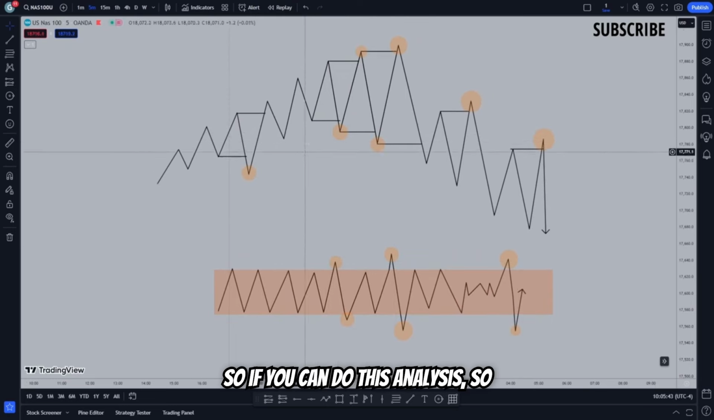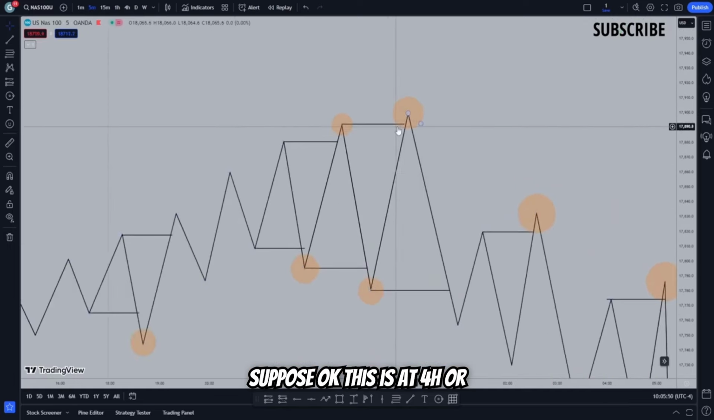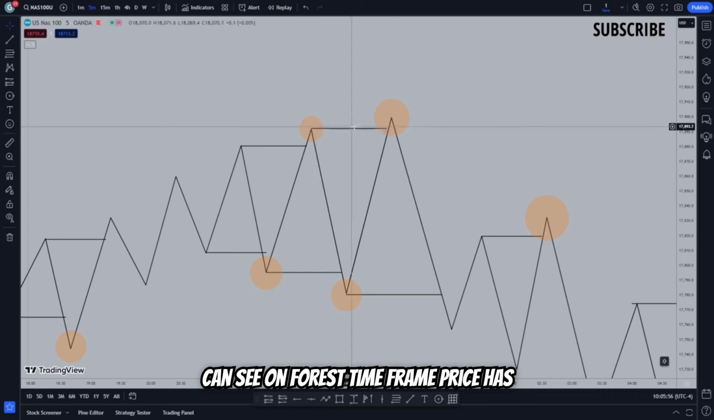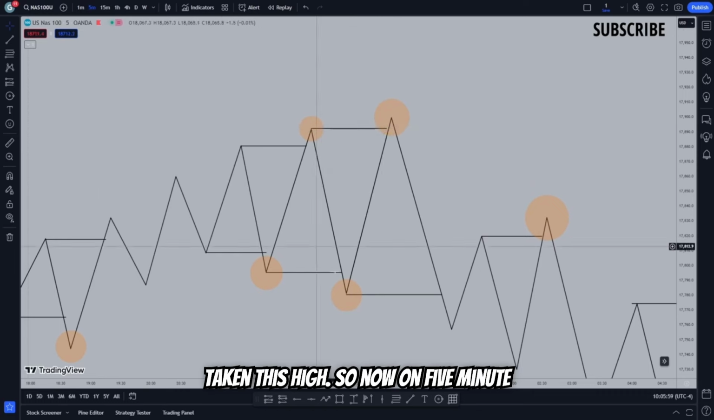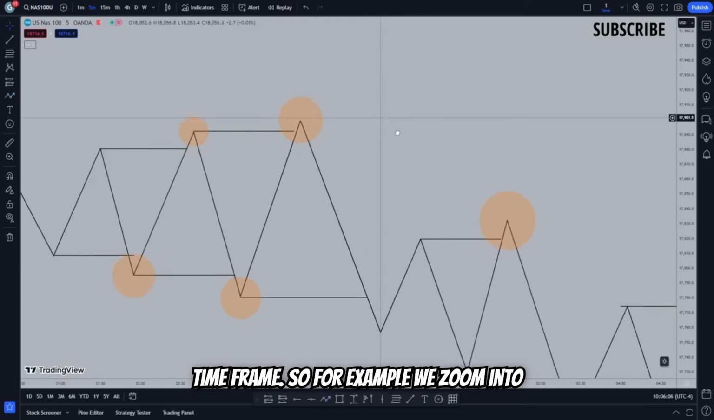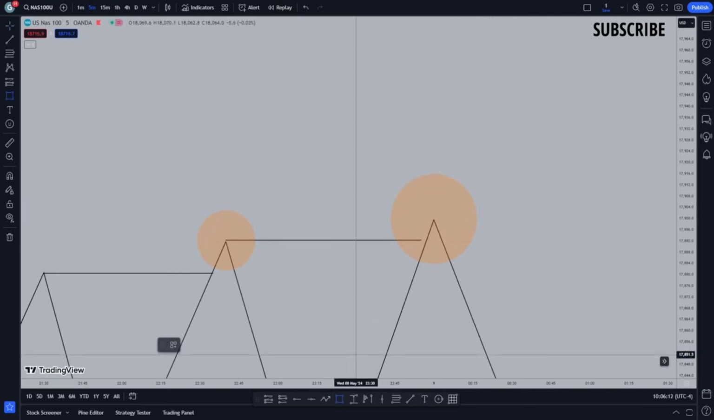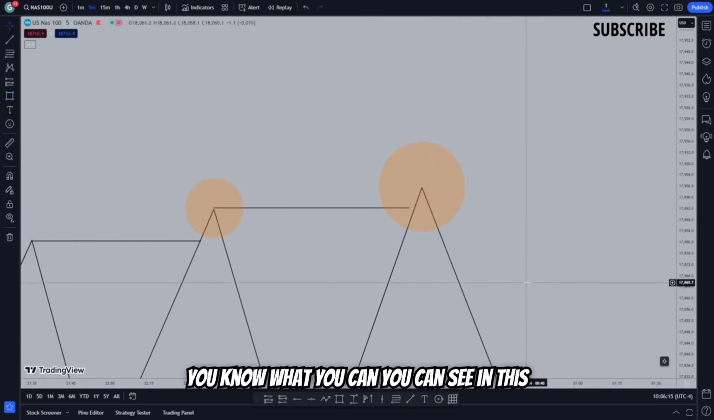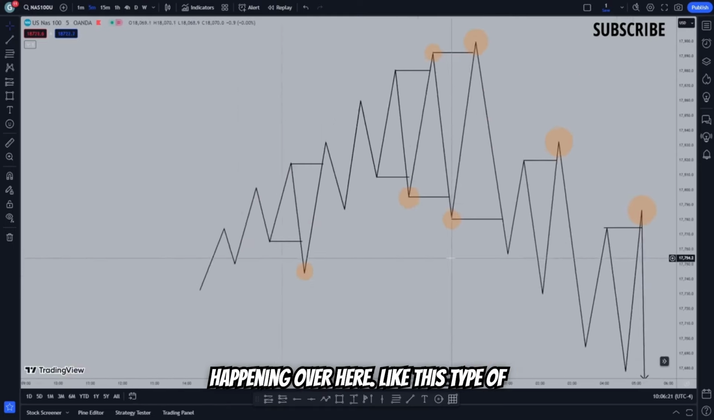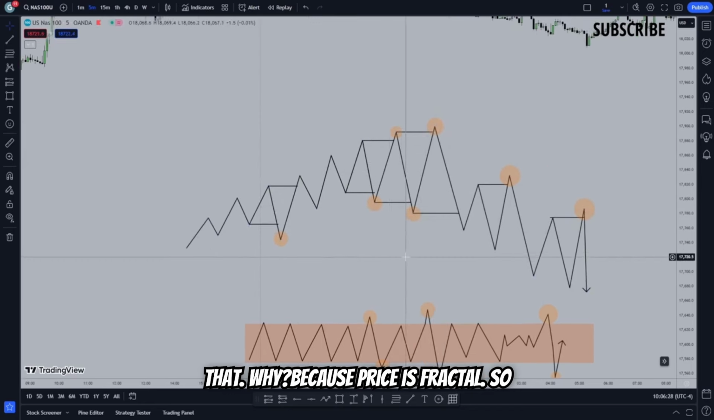If you can do this analysis, suppose this is a 4H or 1H time frame, price has gone up, and now it is falling down from here. You can see on the 4H time frame that price has taken this high. Now on the 5-minute time frame, for example if we zoom into this area, you can see the same thing which is happening over here. This type of change of character will be happening in that. Why? Because price is fractal.